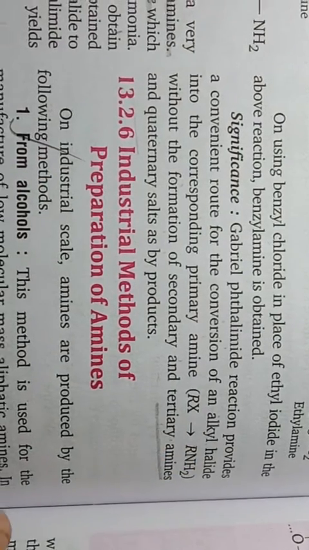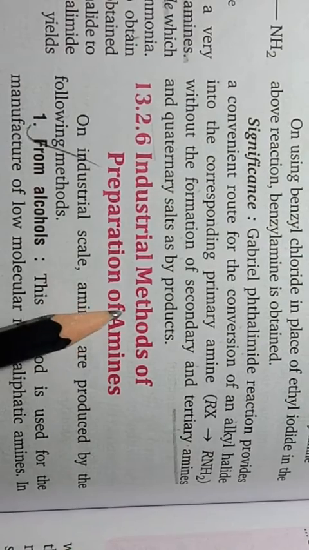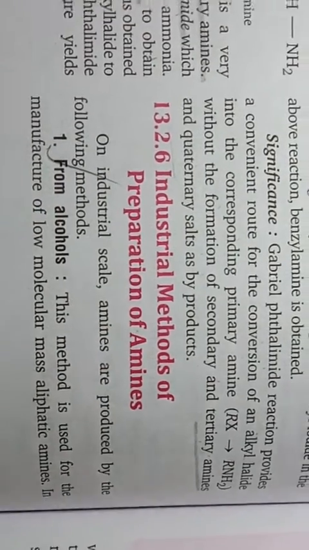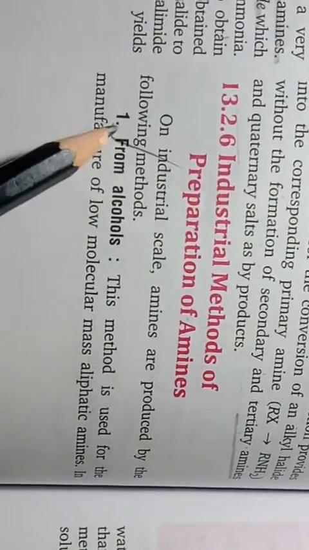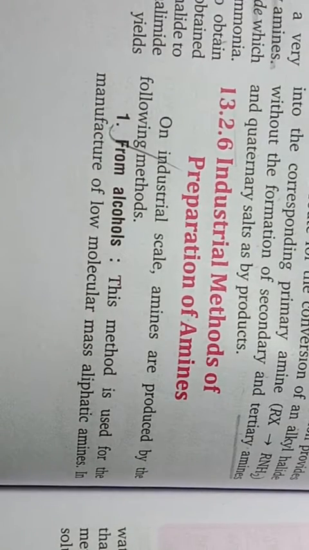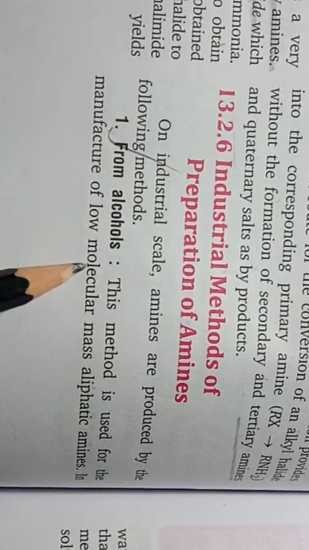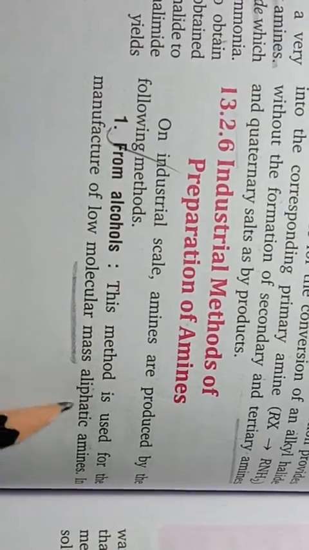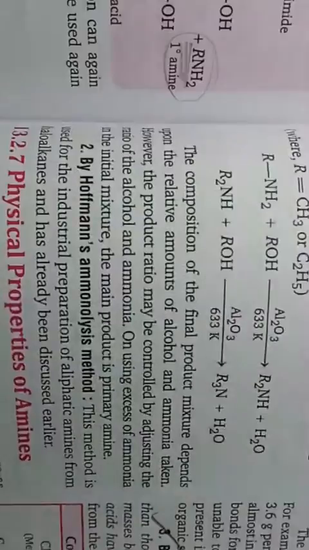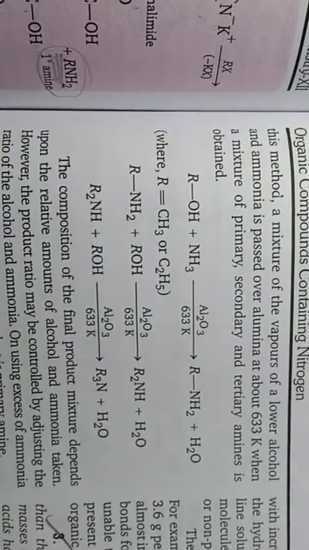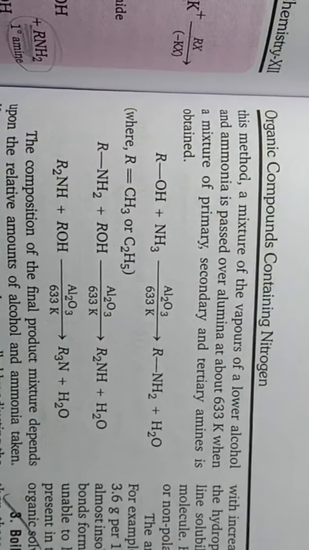The next is industrial method of preparation of amines, and from here you have one method, that is from alcohol. This method is used for the manufacture of low molecular mass aliphatic amines. So this is the method for aliphatic amines only.